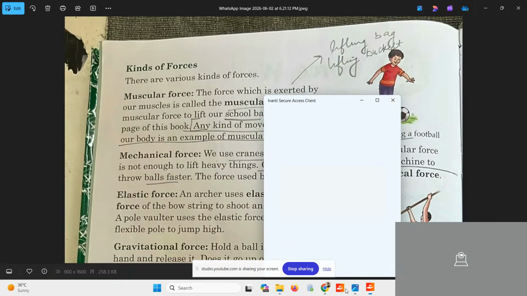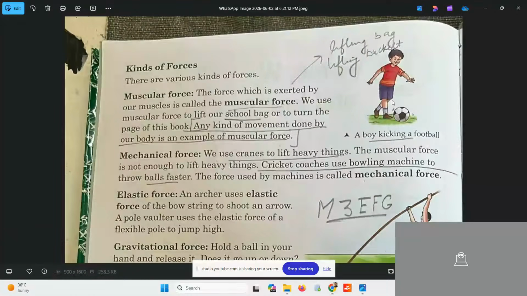What does M3 stand for? Muscular, mechanical, and magnetic forces. Remember, muscular, mechanical, and magnetic. And EFG stand for what? E stands for the elastic force, F stands for the frictional force, and G stands for the gravitational force. All these six types of forces are important. They all will come in the examination.